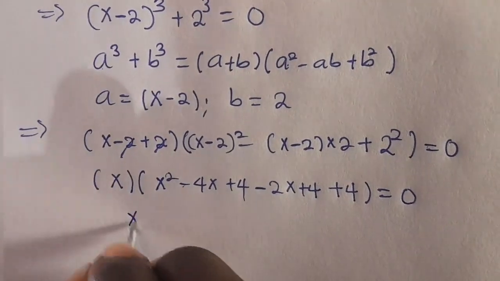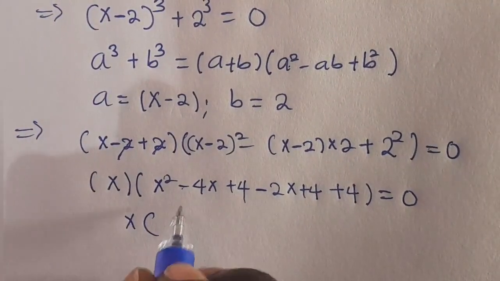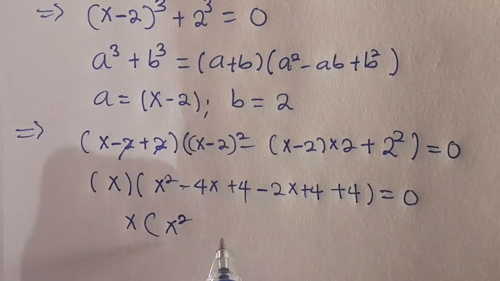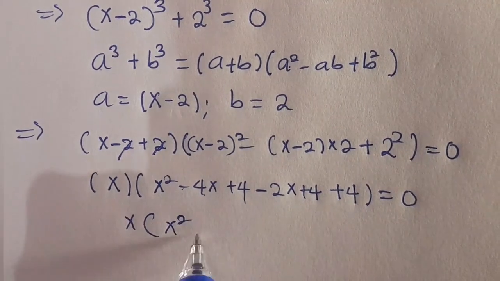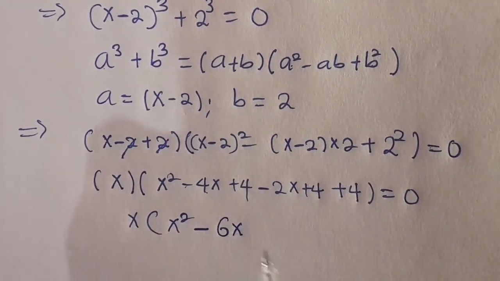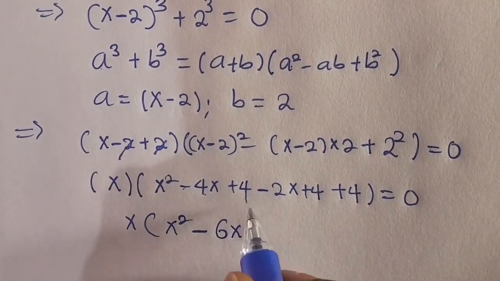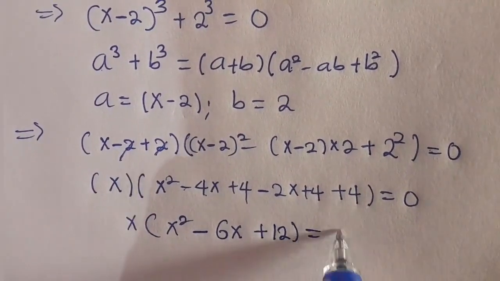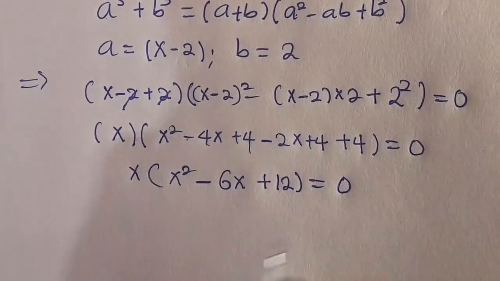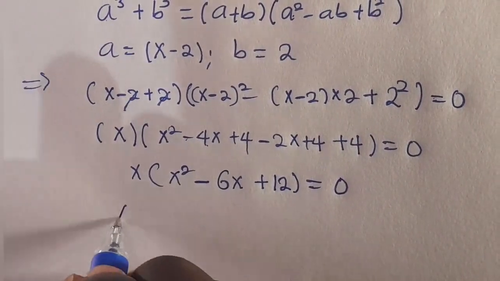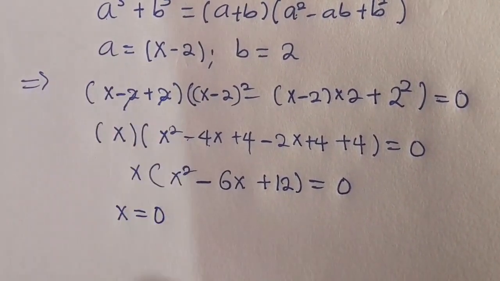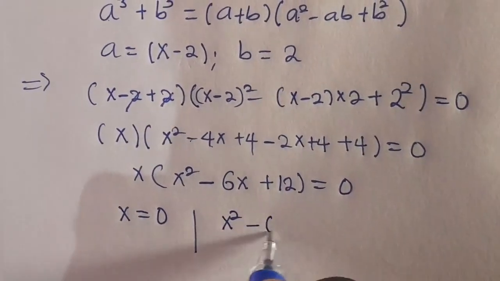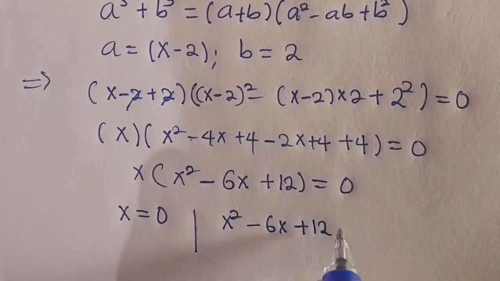So from here we have x outside. So from here we have this one to be x squared. Then this and this will give us minus 6x. Then 4 plus 4 is 8, plus 4 will give us plus 12. Then we have everything equal to 0. So obviously from here, we have our x to be equal to 0, or we have x squared minus 6x plus 12 to be equal to 0.